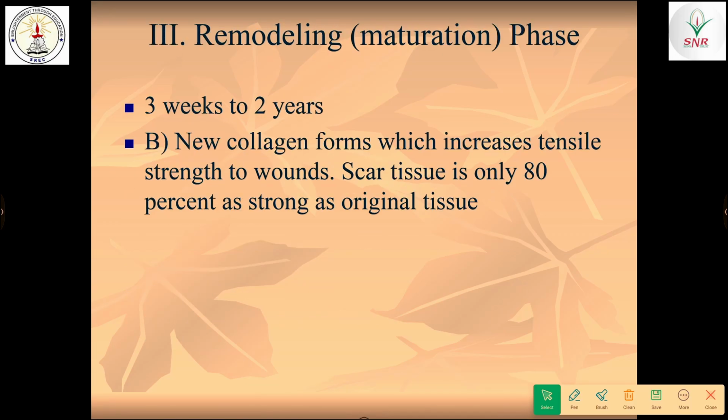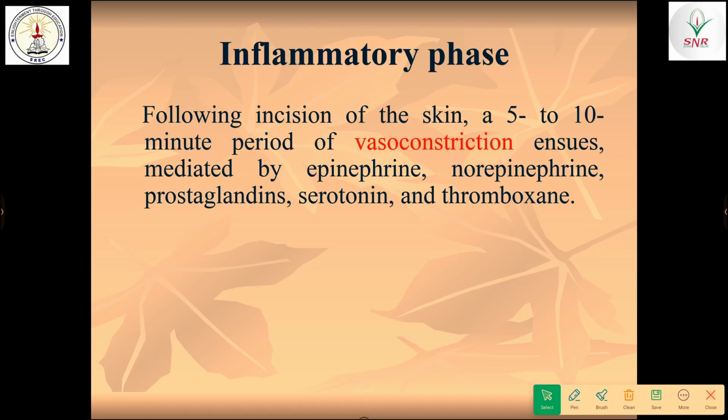The third phase is the remodeling or maturation phase. This happens from 3 weeks to 2 years. So it's actually a long process, where again new collagen will be forming and increasing the tensile strength of the wounds. Also the scar tissue, that is the result of wound healing, will be having only 80% of the tensile strength compared to the previous normal condition. So this is the remodeling or maturation phase.